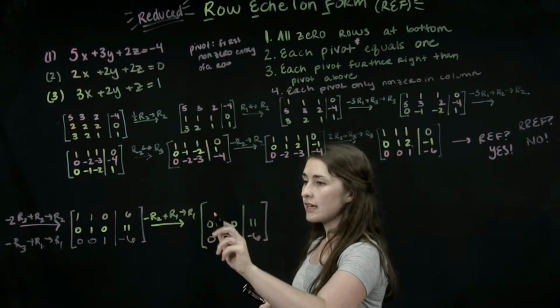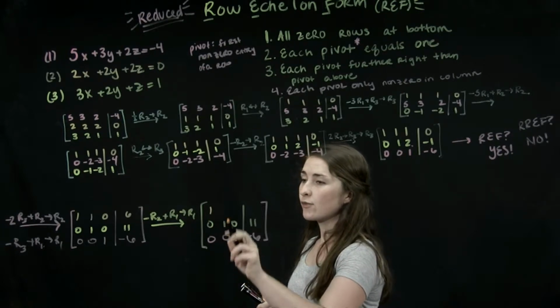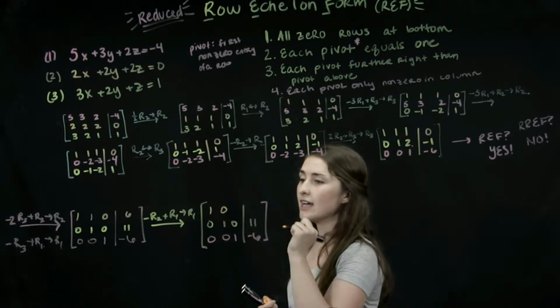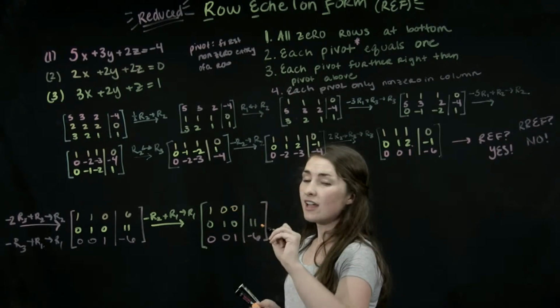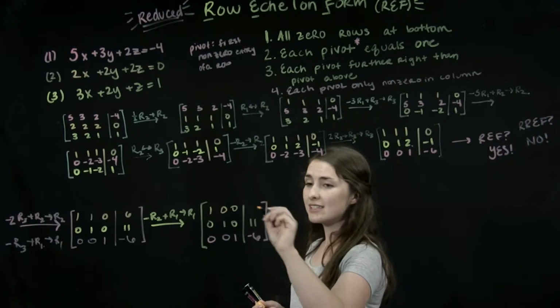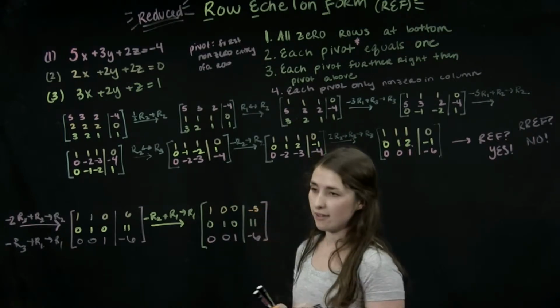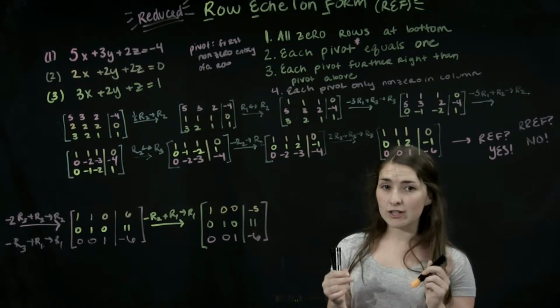So 0 times -1 plus 1, 1. 1 times -1 is -1 plus 1 is 0. 0 times -1 plus 0 is still 0. And -1 times 11 is -11 plus 6 is going to give us a -5. So now, are we in reduced row echelon form?